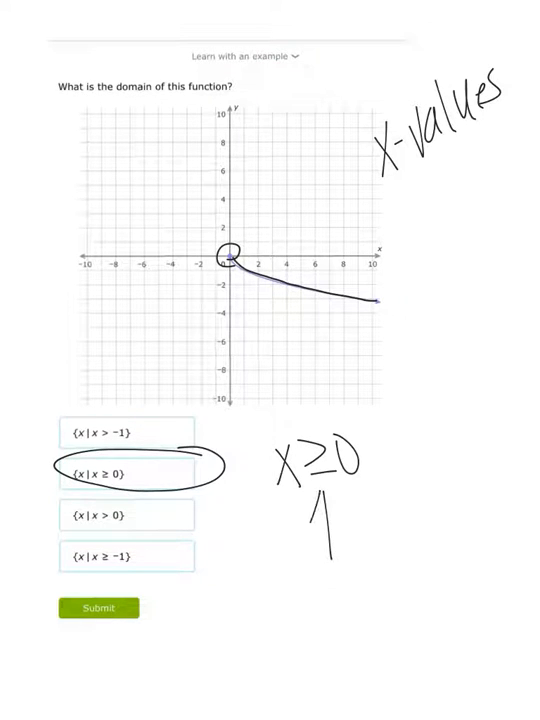Because of this underline, x is greater than or equal to, that means that this point right here is closed in and it can actually equal 0. Otherwise, it would be this other example right here where it could not equal 0. Okay, next example.